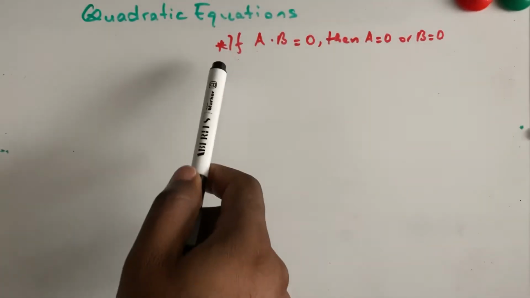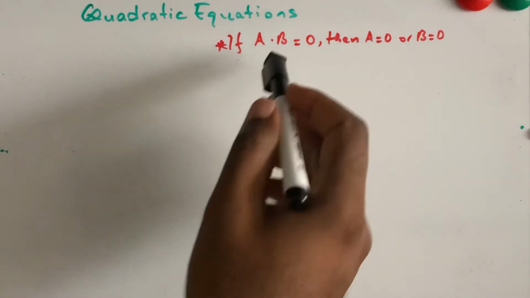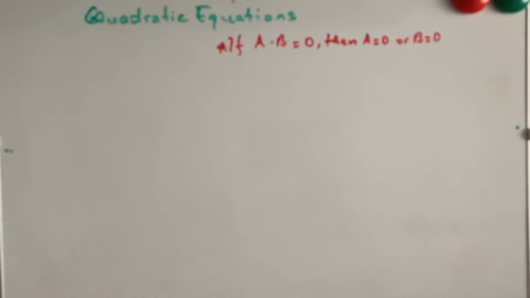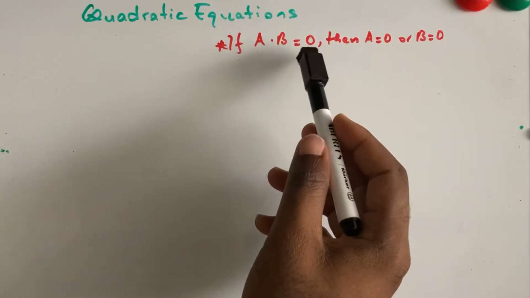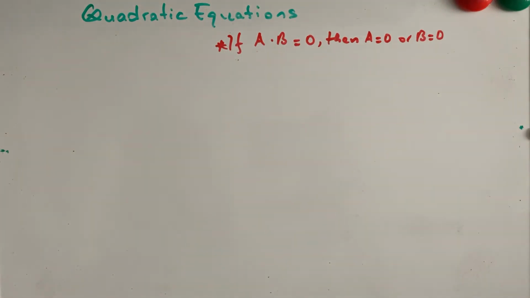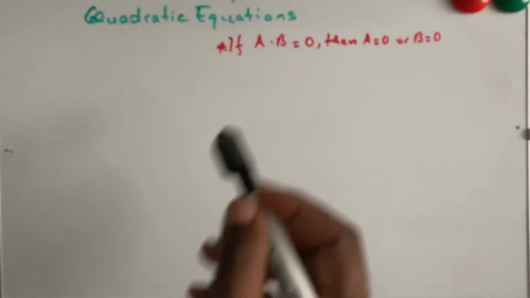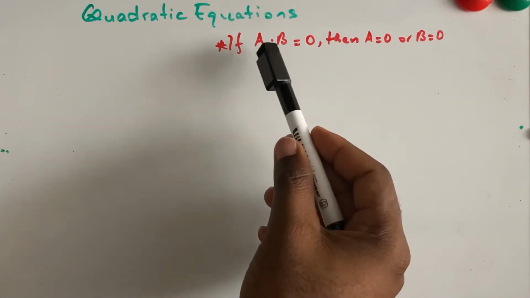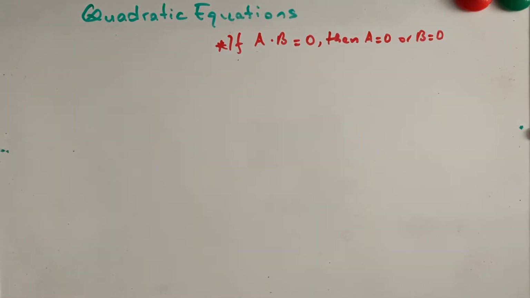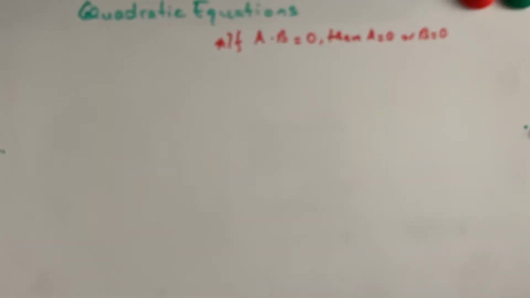Hello guys, this video is about solving quadratic equations. So again, I put this right here so I can let you know that for quadratic equations, if a times b is 0, this is something to remember when solving quadratic equations by factoring. If you have two factors and their product gives you 0, that means one of them has to be 0, okay? So that's what we're going to see here by solving a couple of examples.